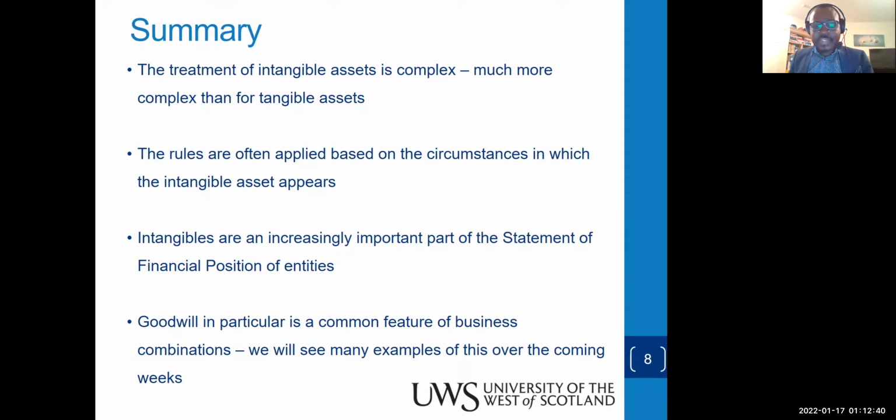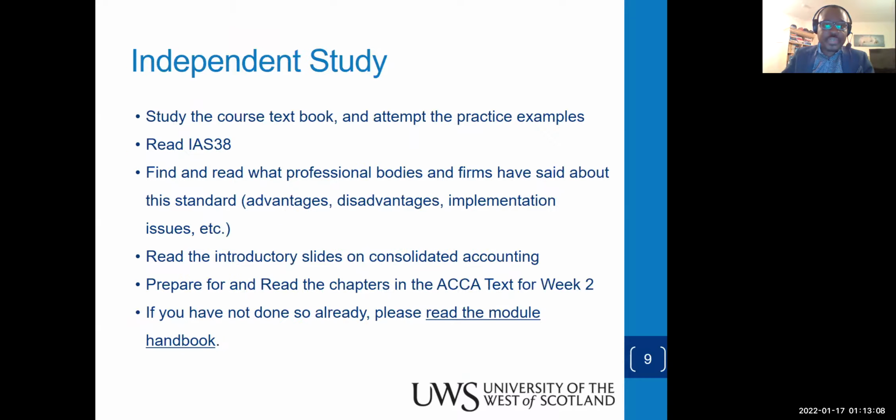Intangibles are becoming an increasingly important part of financial statements, and those of you who will venture into the field of audit, you will love to audit intangibles. It's quite interesting. It opens your mind to some other things which the standard does not even cover. You get to understand some technicalities of these development activities. Goodwill in particular is also common in all mergers and acquisitions. You find it there, and we'll see more examples over the weeks.